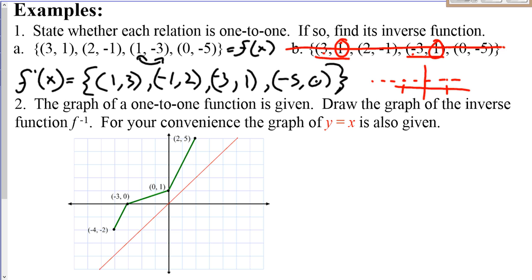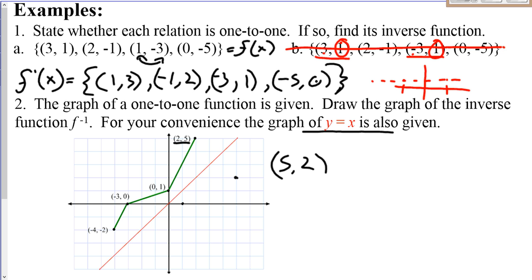Okay, to draw the inverse function, we can just flip-flop our x and y, and we should note that all inverse functions will be a reflection of the graph across y equals x. So the easiest way to do this is, if (2, 5) is on a function, I know that (5, 2) is on its inverse. So I come over to 5, up 2, and I get that inverse point here.